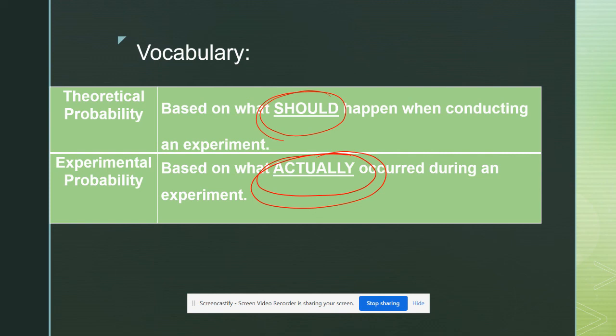For example, in theory, if you were flipping a coin 100 times, because you can get a head one out of two possibilities, which is heads or tails, then you should get heads 50 out of that 100 times. However, when you actually conducted your experiment and did your 100 trials, you actually only flipped heads 41 times. So that's the difference between theoretical and experimental.